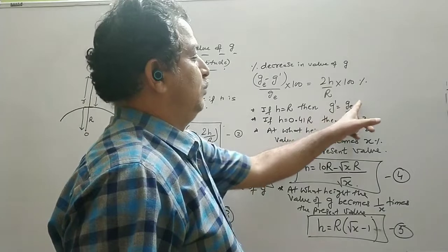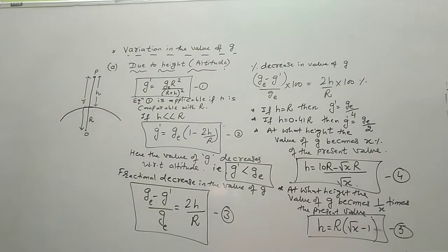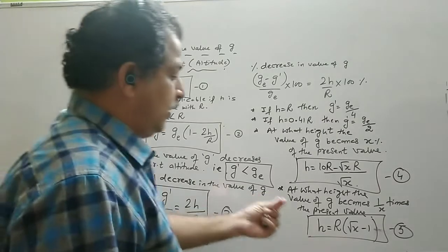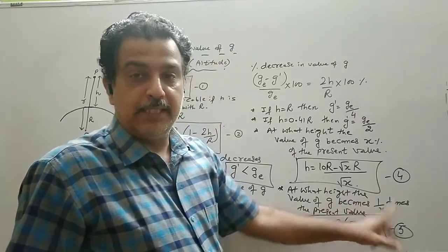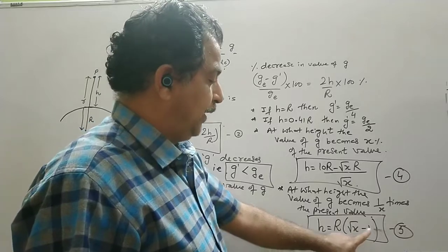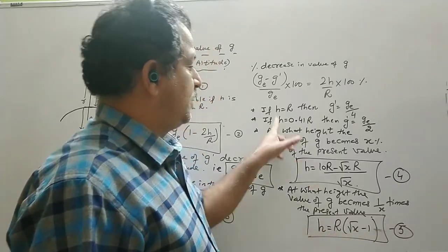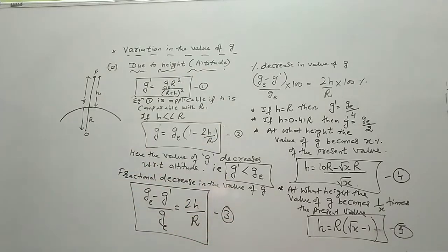So this value becomes 1 upon 4 times. So if I say at what height the value of g becomes 1 upon 4 times, so x is equal to 4. Substitute 4 here, root of 4, 2 minus 1. So 1 r. So h is equal to r. Directly the value becomes 1 upon 4 times at h is equal to r.